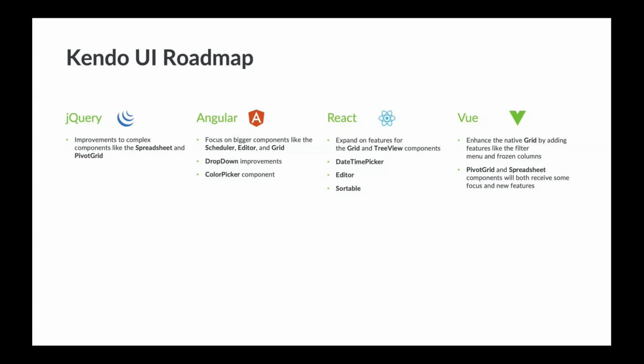And then on the Vue side, we'll be focusing on adding more functionality, as I already mentioned, right? For example, frozen and locked columns inside the native Vue grid, alongside with taking a look at maybe what other components we'll be able to release on the native side. And then beyond that, we have the same kind of features and functionality that we're looking at on the pivot grid and the spreadsheet components, of course, coming from the jQuery library as well.